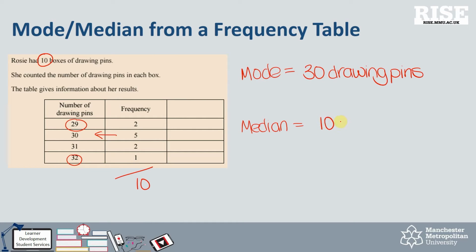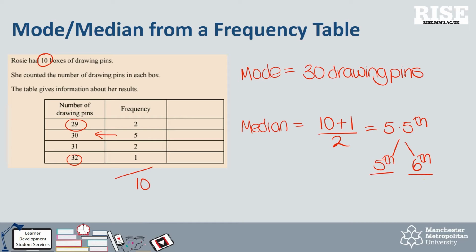If she's looking at 10 boxes of drawing pins then, to find the box of drawing pins that's right in the middle, I have to add 1 to that and divide it by 2. That gives me, technically, the 5.5th box of drawing pins. Basically, it's the one that's in the middle of the 5th box of drawing pins and the 6th box of drawing pins. So let me try and find those two values.